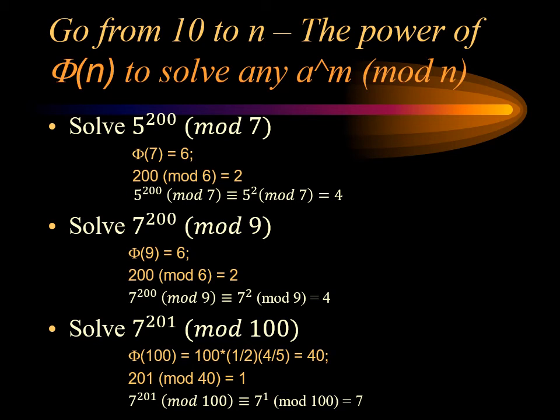We just calculated that in the previous question, so we know the remainder is 2. So 7 to the 200th power modulo 9 will be congruent to 7 to the second power, which is 49. And 49 mod 9 is also 4. So you solve that problem.